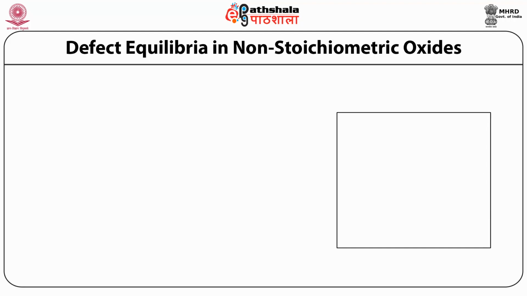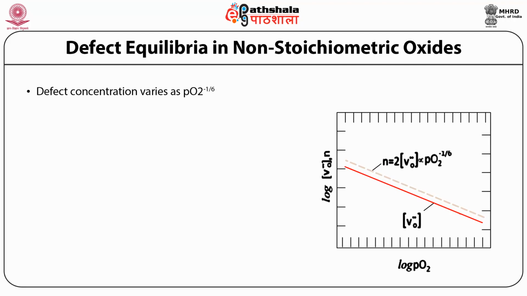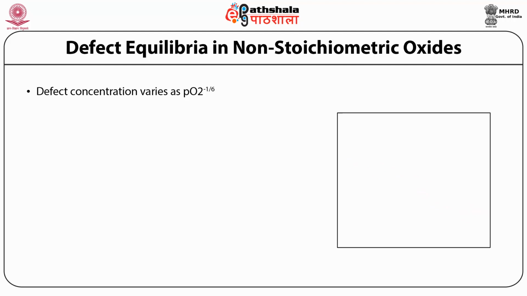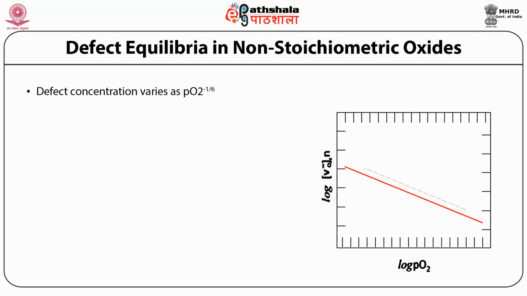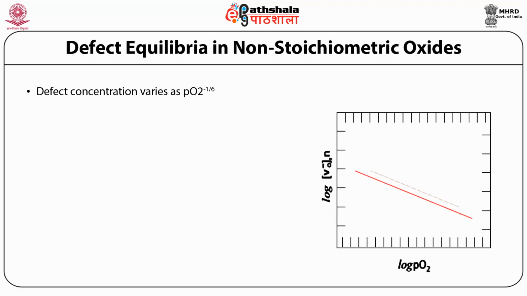So students, you can see the schematic where defect concentration is varying as a function of PO2 to the power 1 by 6. This makes sense because the concentration of vacancies will go down as we supply more and more oxygen to the material.